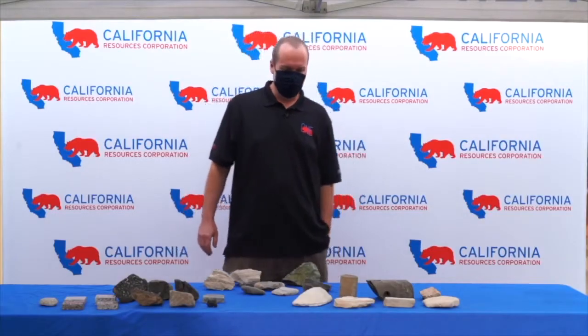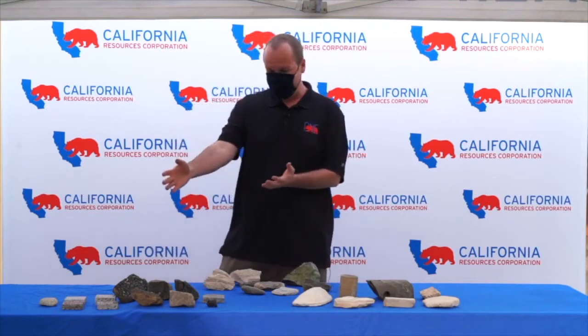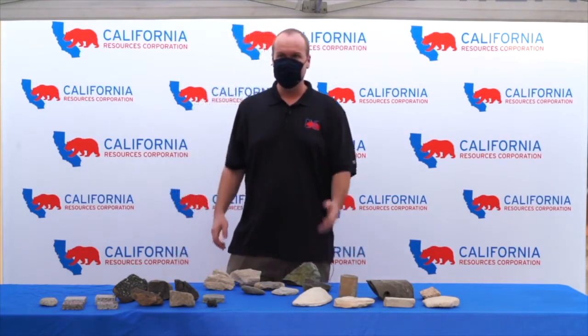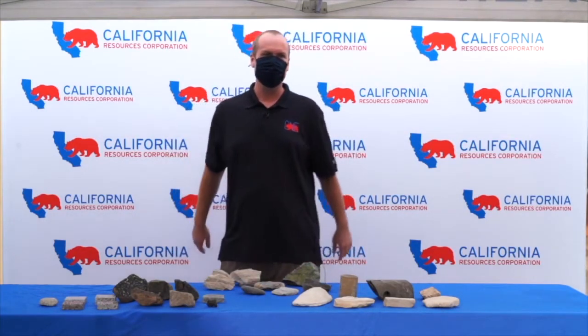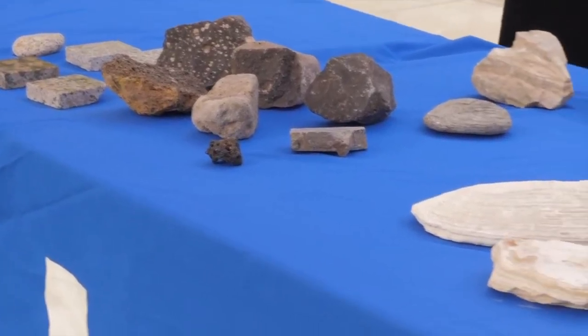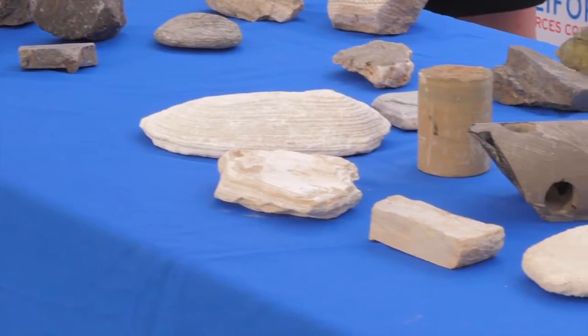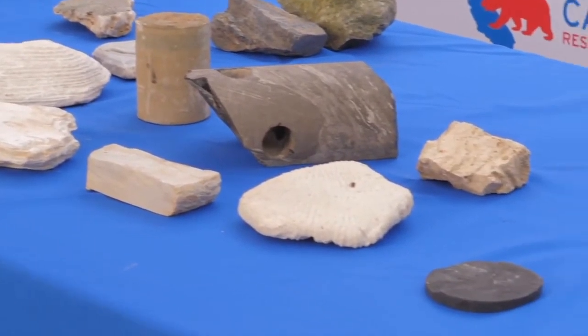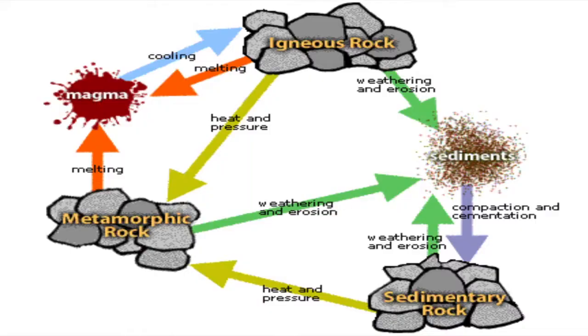I'm a geologist with California Resources Corporation, and I'm here today to tell you about the three different groups of rocks, so that when you start your own rock collection, you can know their categories. Our three groups of rocks are igneous, metamorphic, and sedimentary. What makes these three groups of rocks different is how they formed.